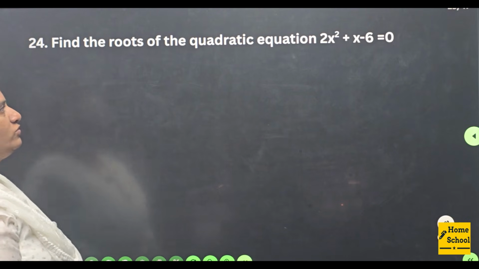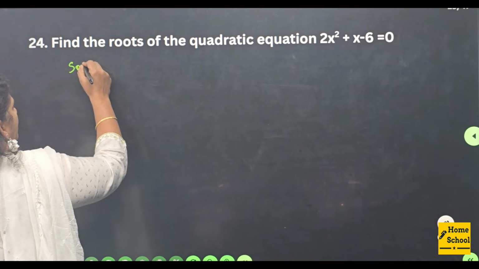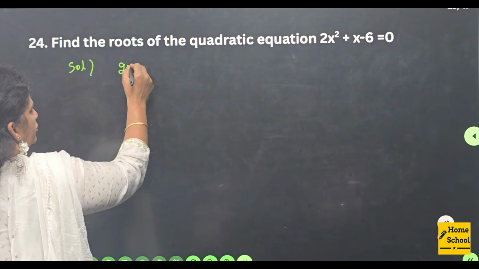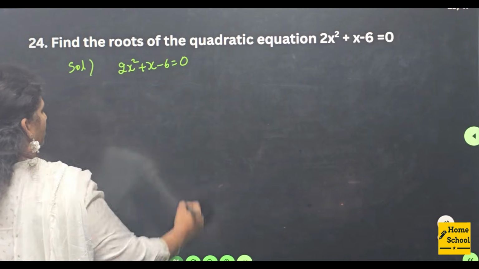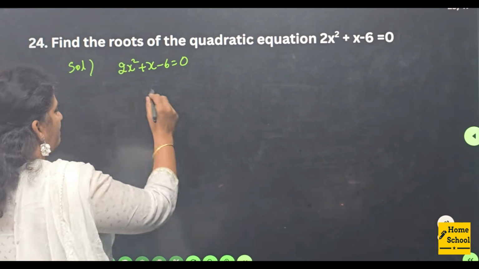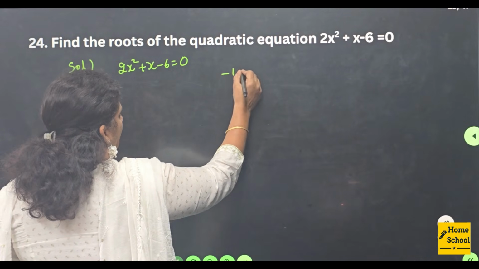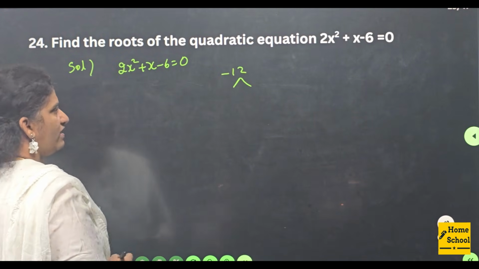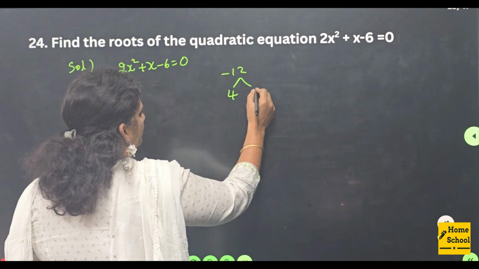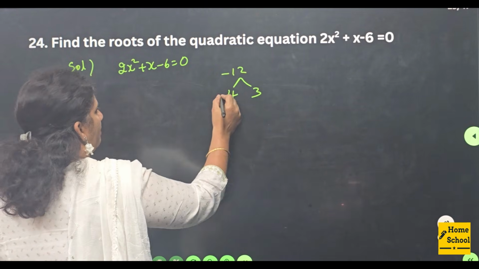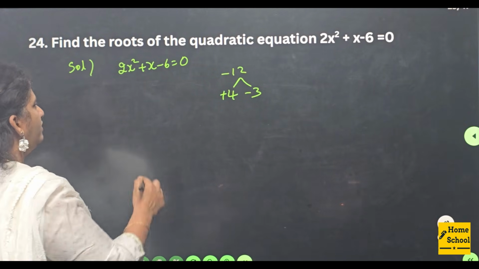24. Find the roots of the quadratic equation. Given quadratic equation 2x square plus x minus 6 equal to 0. Find the roots means we need to factorize. First multiply 2 into minus 6 is minus 12. Minus 12, find the factors in order to get 1. 4 3s are 12. Plus 4 minus 3 will give you plus 1 here.